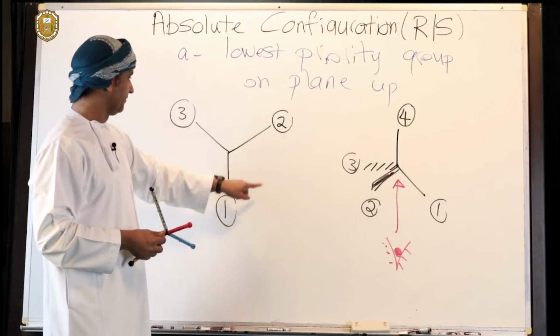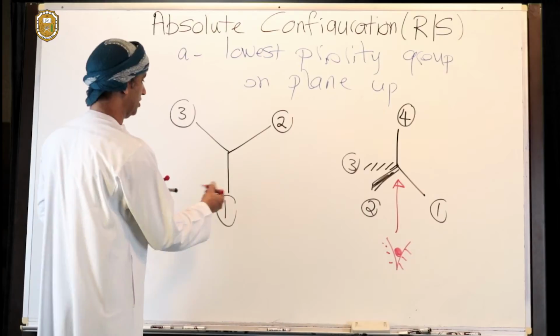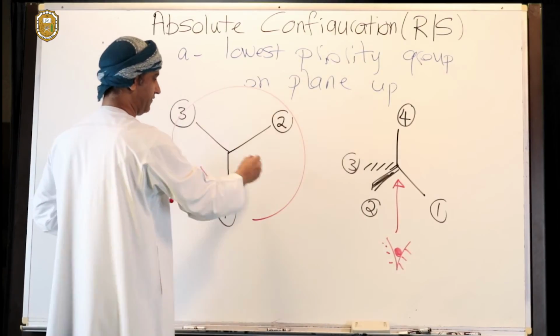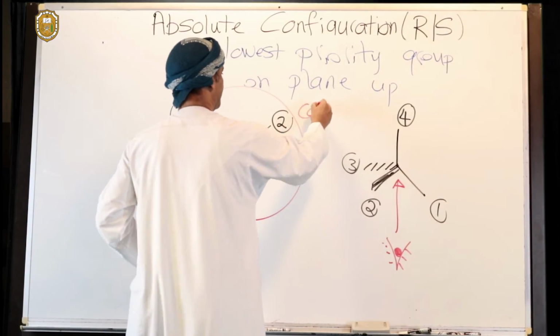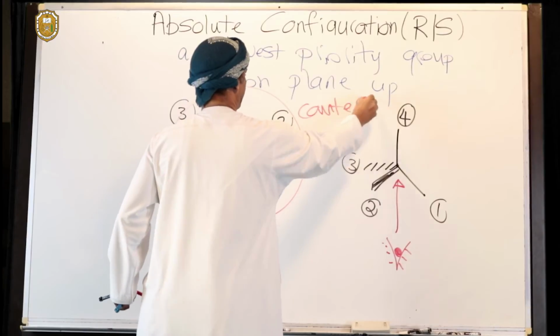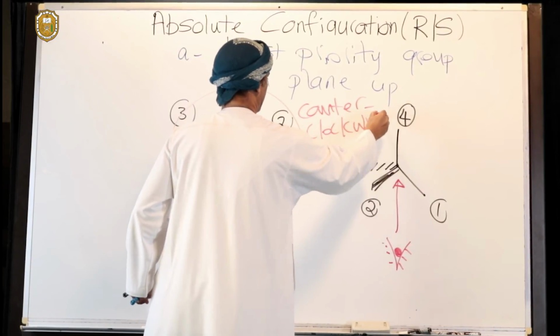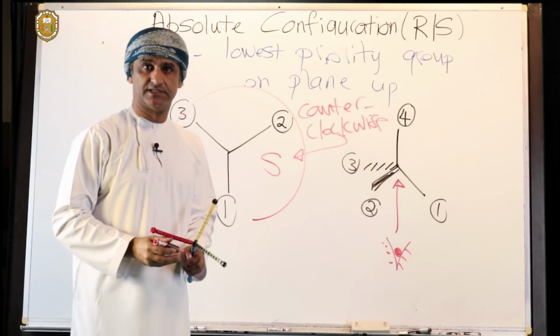If you look at this now, it's 1, 2, 3. So this is actually counterclockwise rotation, like that, 1, 2, 3. So therefore, this is S. If the rotation is counterclockwise, it is S. Otherwise, it is R.